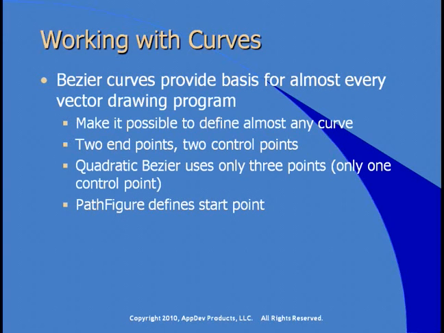The path figure defines the start point, so your Bezier segment defines 2 control points and the end point for the line. A Bezier segment does require 4 points, a start point, an end point, and 2 control points, but the path figure that contains it, or the line segment before it, defines the start point, and all the Bezier segment element has to define is the end point and the 2 control points.